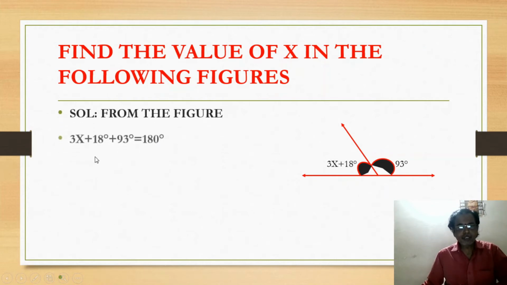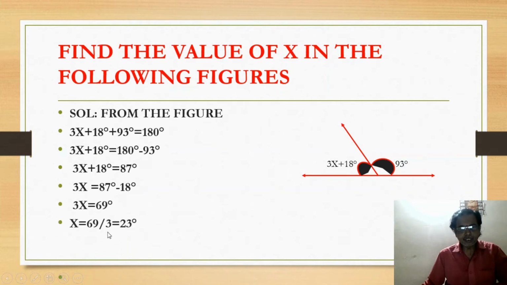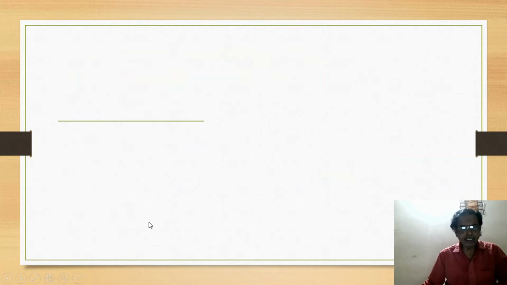From the figure we can write 3x plus 18 plus 93 equal to 180, because these two are a linear pair. Then 3x plus 18 is equal to, taking this 93 to the right side, 180 minus 93. Then 3x plus 18 is equal to 87 degrees. Again take this 18 to the right side, then we get 3x is equal to 87 minus 18. Then 3x is equal to 69 degrees. Then x is equal to 69 by 3, that is equal to 23 degrees.